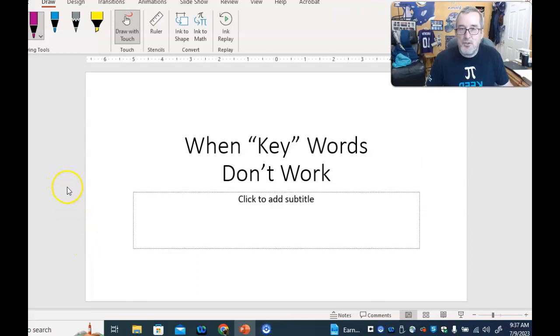I want to use this module to address an issue in elementary math education around the idea of problem solving. And the issue is that it has become pretty conventional in our classrooms for teachers to teach students to look for what's called key words. Look for the key words.